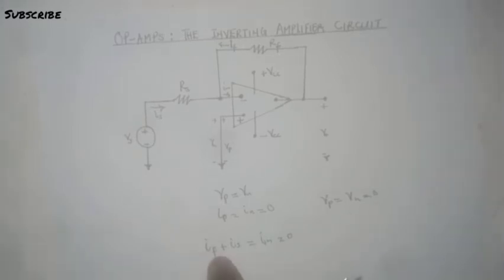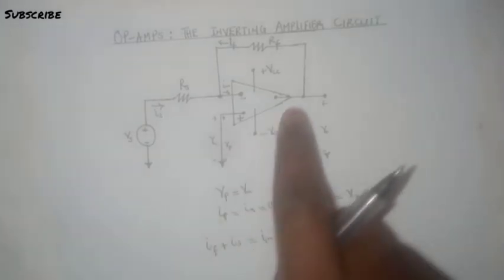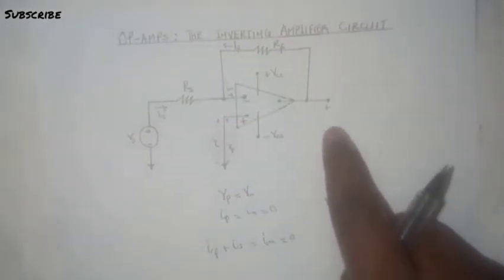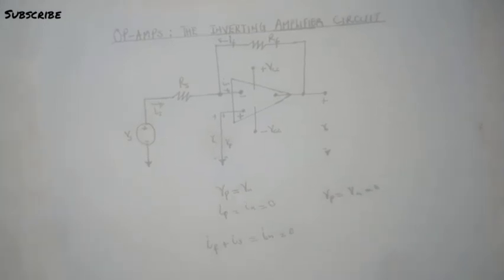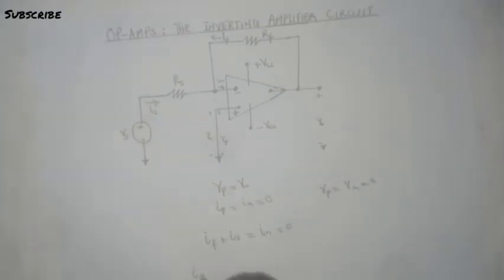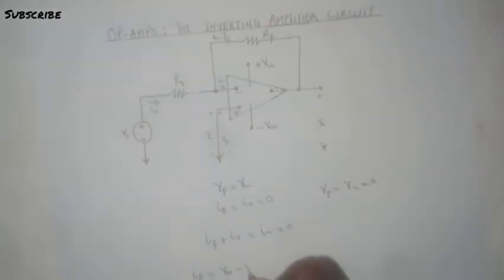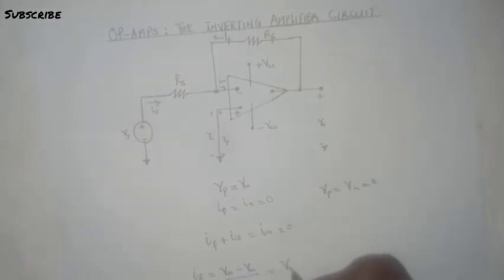What is the value of If? If is the voltage that flows back, the feedback from the output. So that is going to be If is equal to V naught minus the voltage here, and that will be Vn, over Rf. Recall that Vn is equal to 0. That means that we have V naught over Rf to be the value of If.